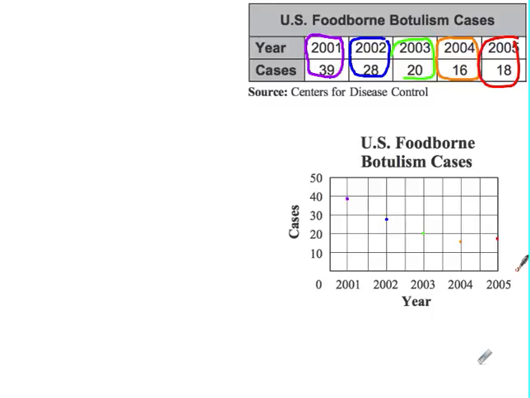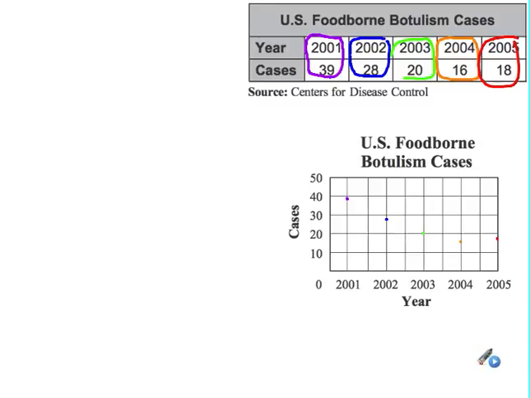It goes down, right. And that should make sense because botulism is one of those food poisoning diseases. As the years increase, we're gradually getting better at safely handling food. So of course it should go down. So now what we need to do is find the line that best fits the data.